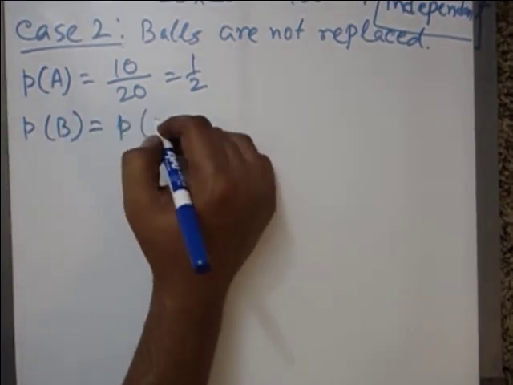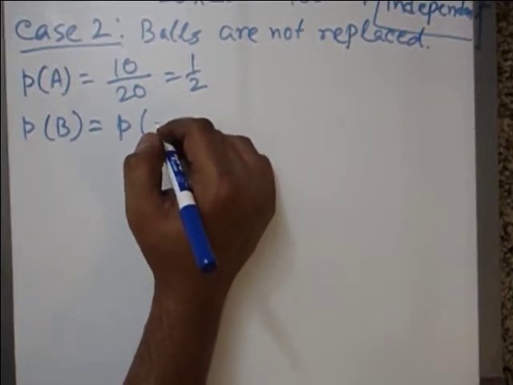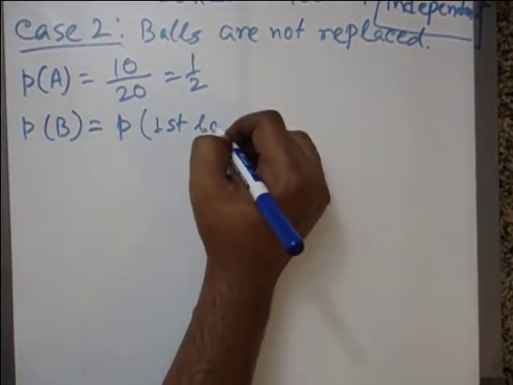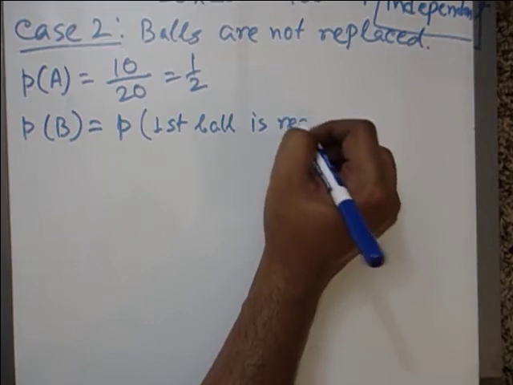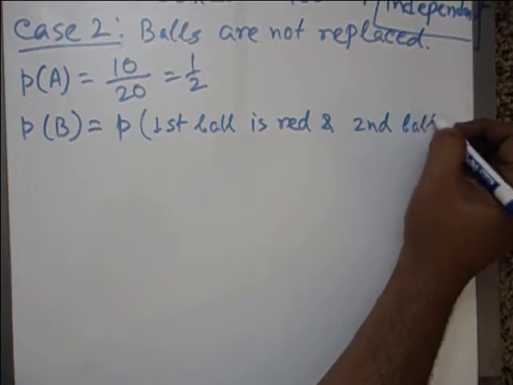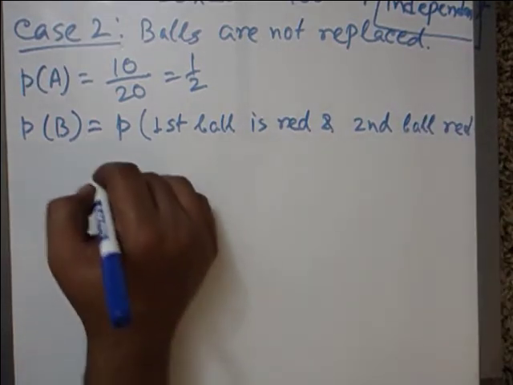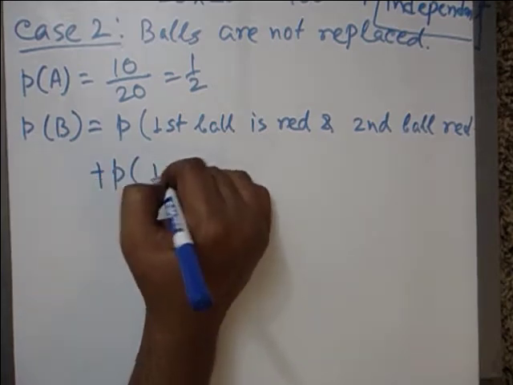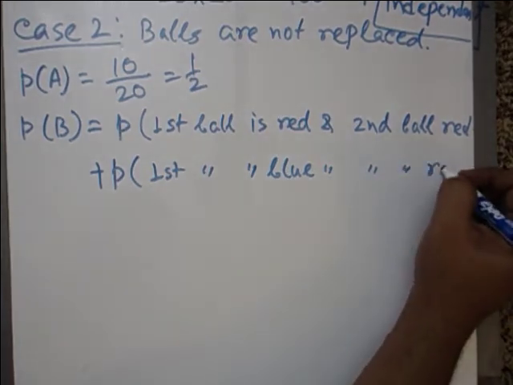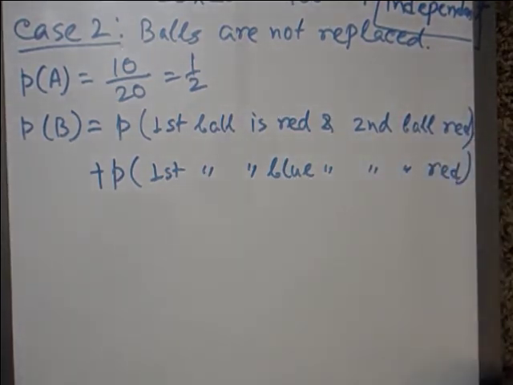So P of B is the second ball is red. Now it can be done in two different cases. First ball is red and second ball red, or first one is blue, second one is red. So these are two possible cases, and for each case we have to figure out the probability.